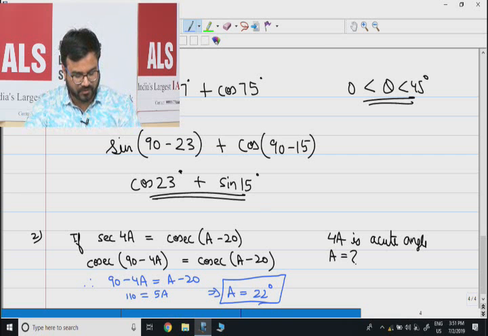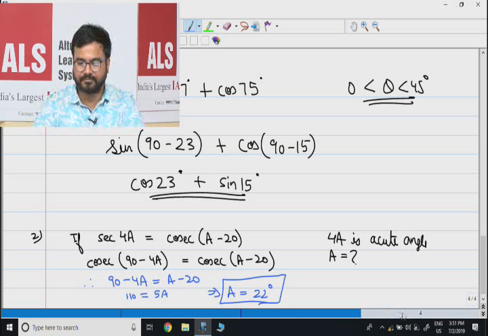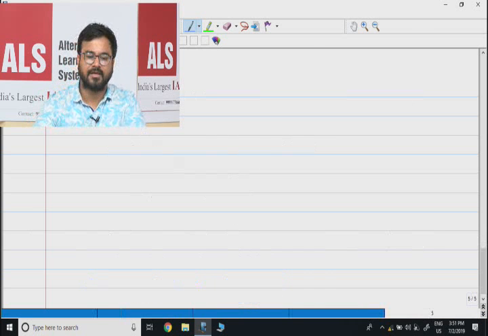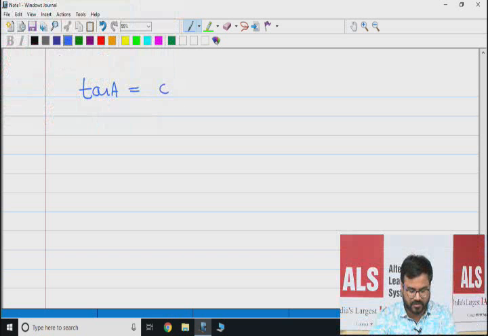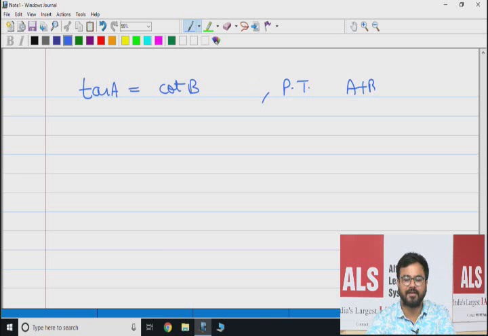Okay, let's move on to the next one. One basic question was there: tan A is equal to cot B, and we have to prove that A plus B is equal to 90 degree. So again, a very basic one, I am giving you 1 minute 30 seconds for this one. Do this one.